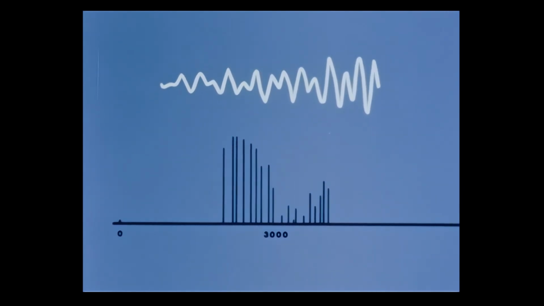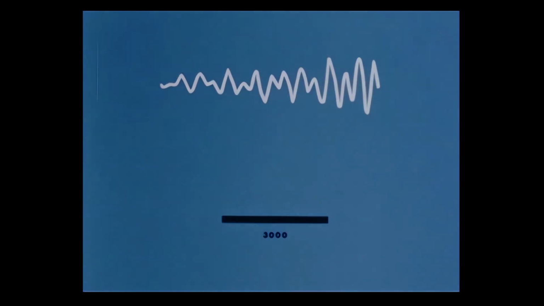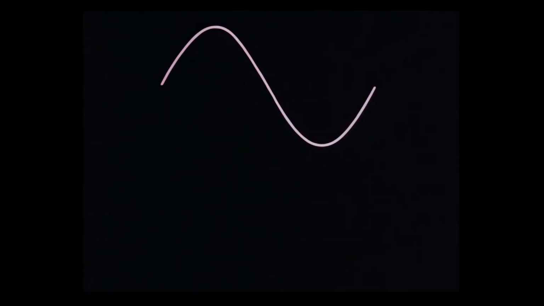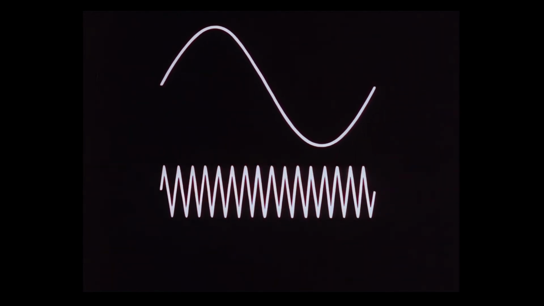Since the intelligence has been retained, we have produced a voice channel. To understand how this information is transmitted, let's return to our 500 cycle waveform. To facilitate transmission, we frequency modulate a carrier wave. Here's what happens. When the waveform is positive, the carrier bunches together.